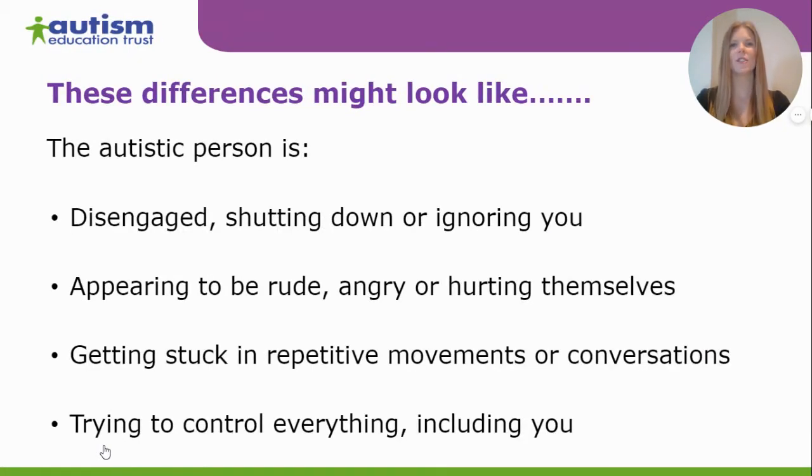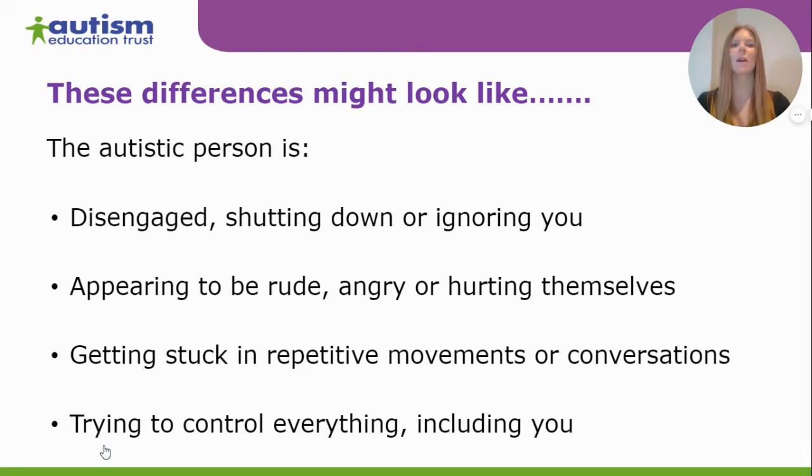So change or transition of any kind can be particularly difficult for autistic children and young people. And that's because they can find the world a very confusing place, and they may not know what's going to happen next. They may not be able to predict that, and they may not understand what is expected of them. And as a result, you may observe some of the behaviours that are listed here.